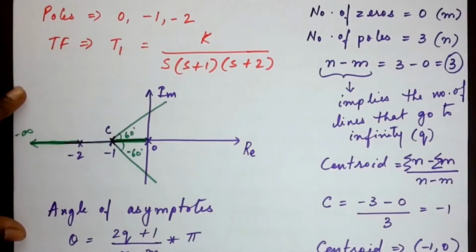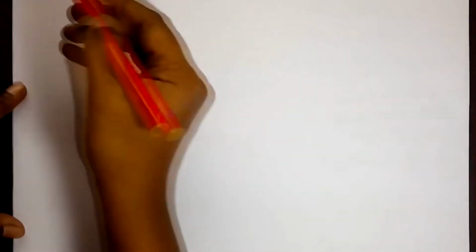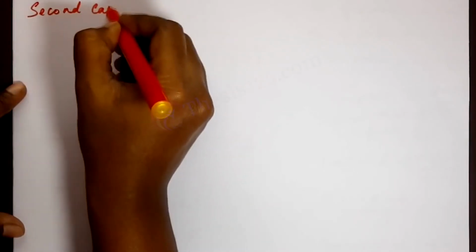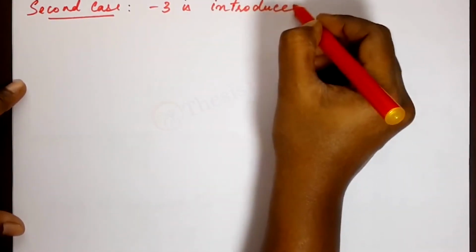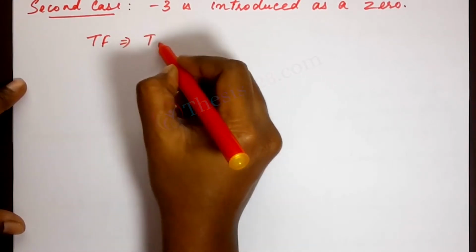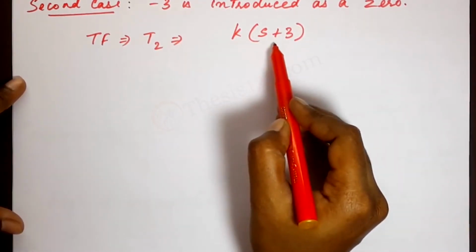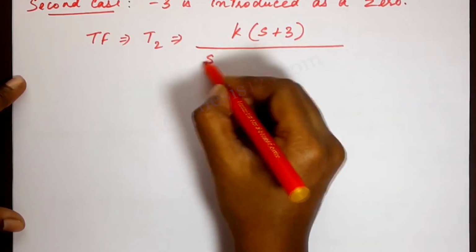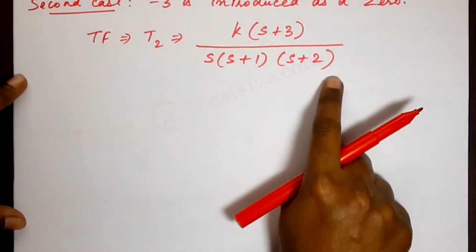Now let's look at the second case. The question says that -3 is introduced as a 0 to the transfer function. So we'll note down the transfer function now. This is the second case. -3 is introduced as a 0, which means now the transfer function is T2, and we'll write it as K into (s plus 3), because it's a 0, it lies in the numerator, divided by s into (s plus 1) into (s plus 2). The poles remain the same, right?